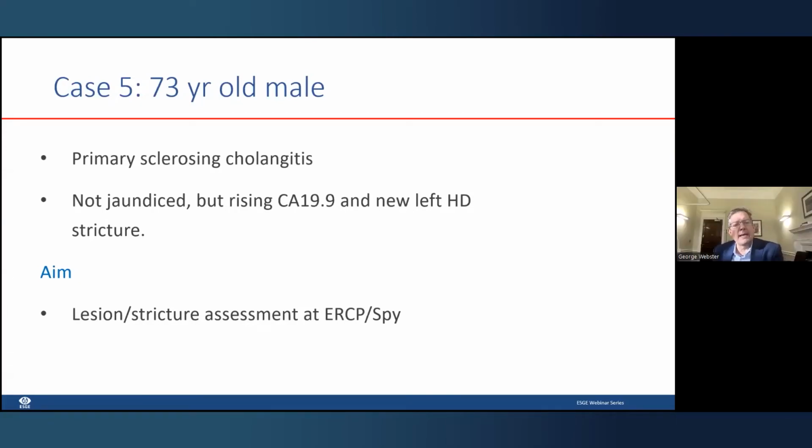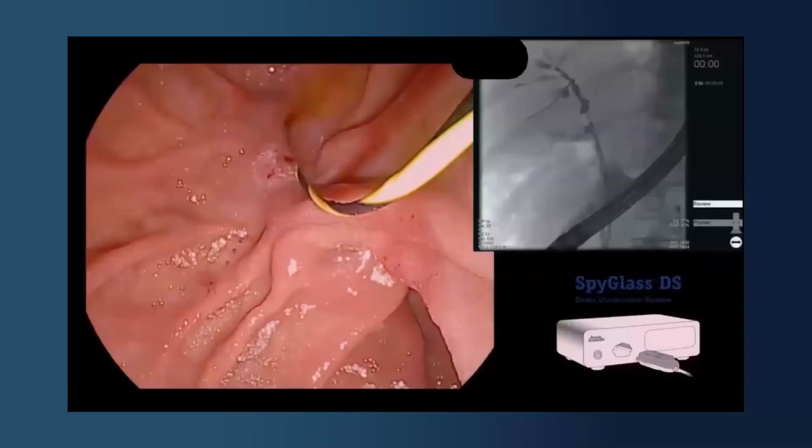73-year-old man, long-standing PSC with a rising CA 19-9 and evidence of a new left hepatic duct stricture. And here we are assessing that stricture with ERCP and SPY. Thanks. This patient had a long-standing diagnosis of primary sclerosing cholangitis and a new hilar stricture extending to the left hepatic duct with a normal CA 19-9.